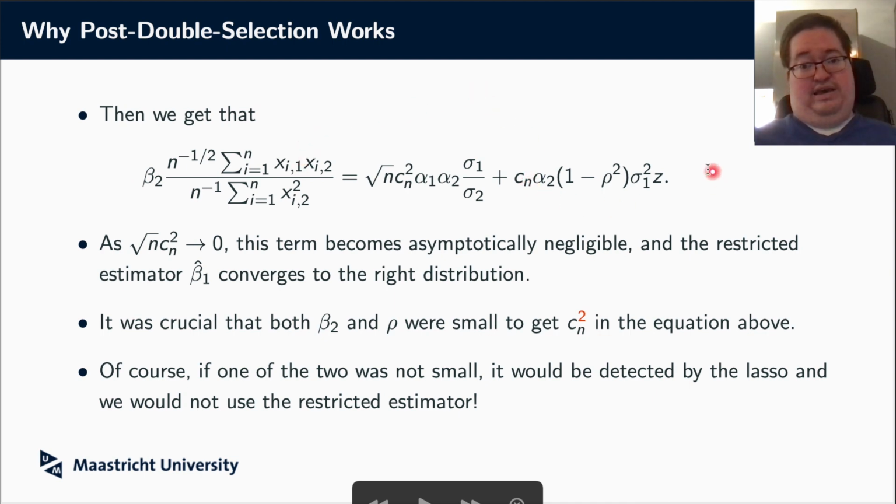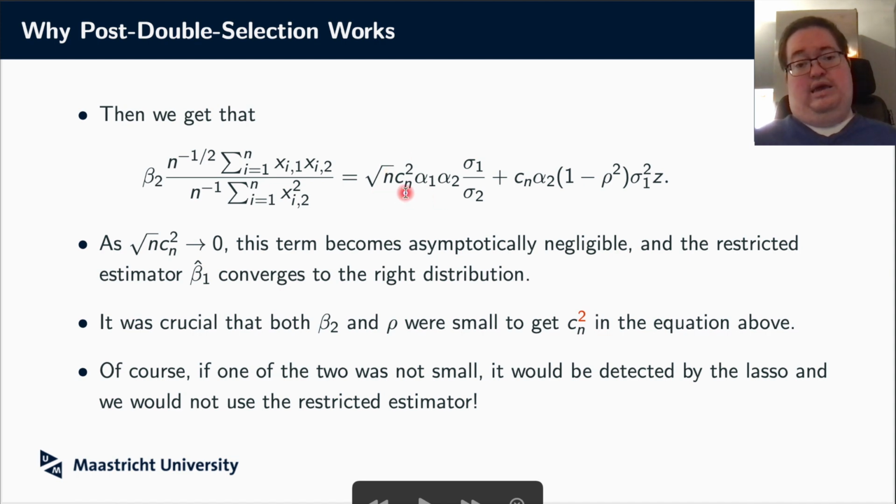I also get another Cn in front of this term which had this normal distribution. Well, and then we can see a couple of things. First of all, this term will go to 0 because Cn goes to 0. But even more importantly, this difficult term, the one which has square root n in front, it will also go to 0 because we know that n to the power 1 over 4 times Cn goes to 0. So because we have a square here, we have enough smallness here to kill off this square root n term.